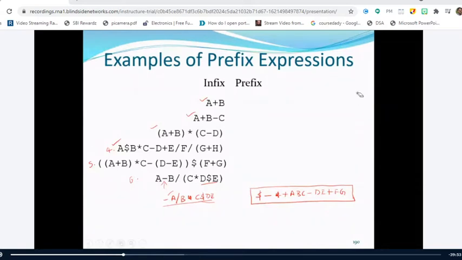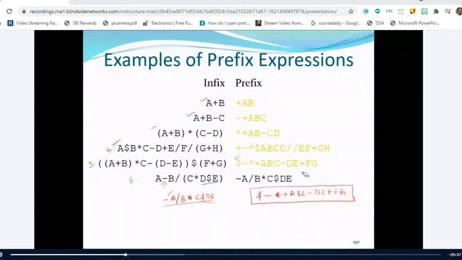Let us check whether we got the correct answer. The answer for the fifth one is dollar minus star plus ABC minus DE plus. Right, super. Next, what about the sixth one? It is minus A by B star C dollar D. So this is how we can convert the given infix expression to prefix expression.